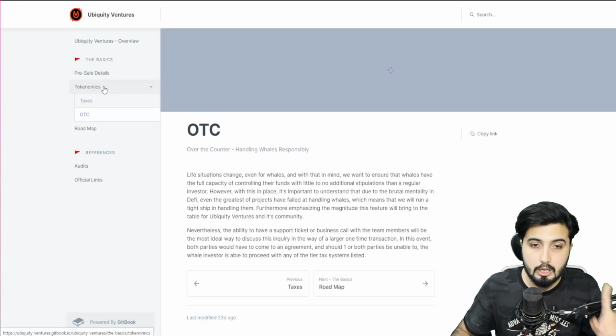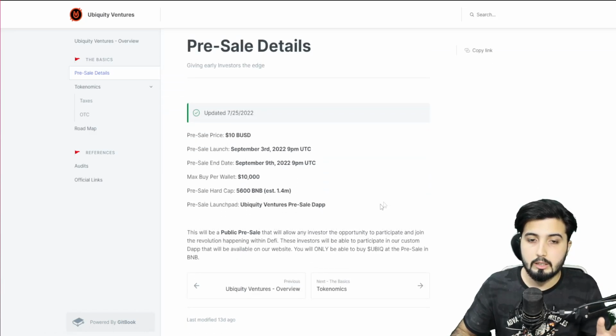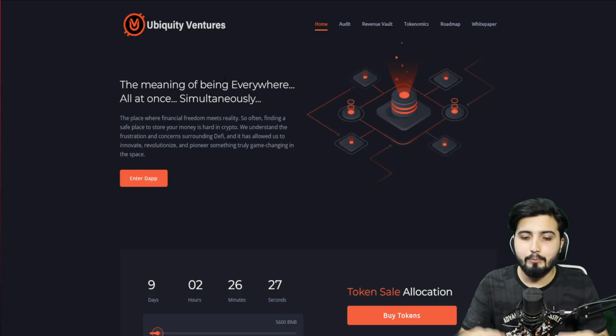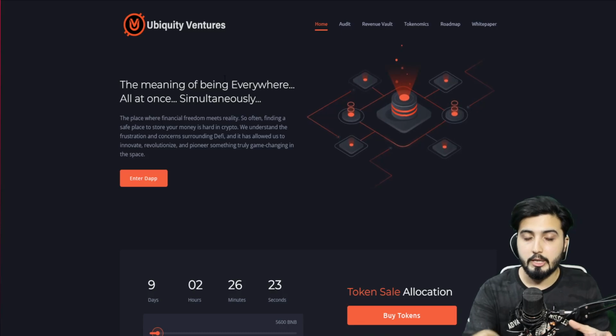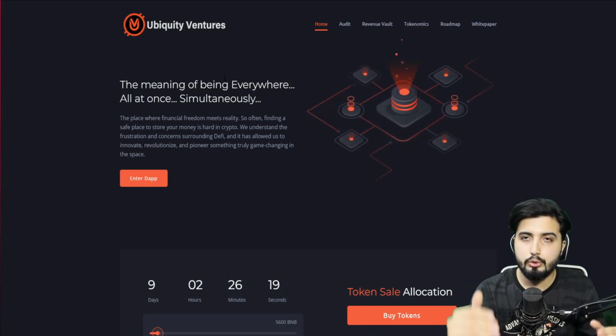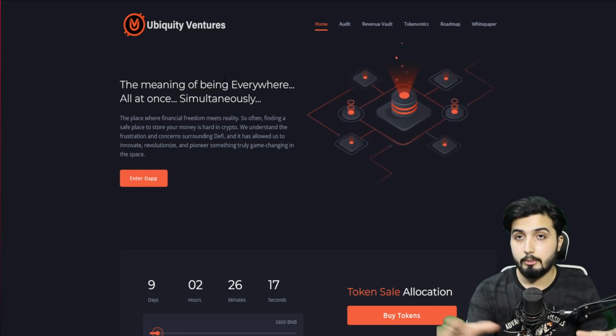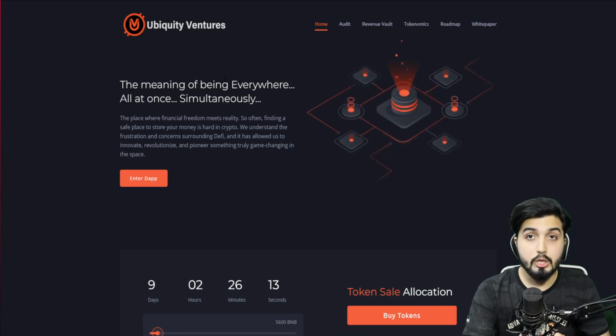Now, if we talk about the pre-sale, these are the details. The price that we're going to get in the pre-sale is 10 BUSD. One thing that I really find amazing and different here is that this project is on the Binance Smart Chain, and whenever a project launches on Binance Smart Chain, they would usually pair their token with BNB, which of course offers a good potential in a bull run.